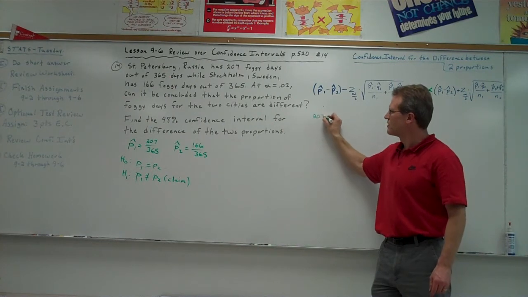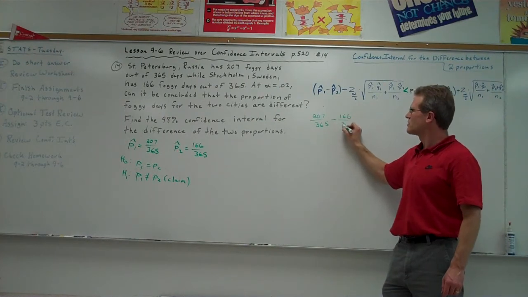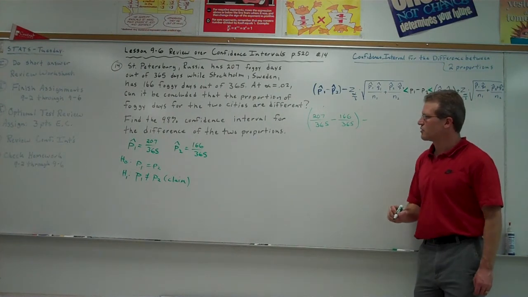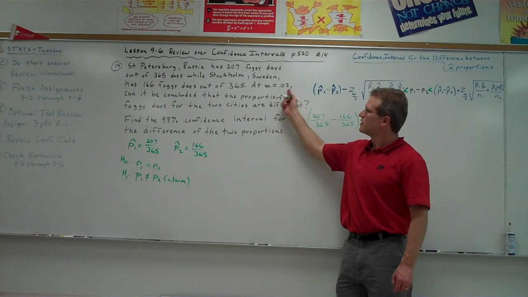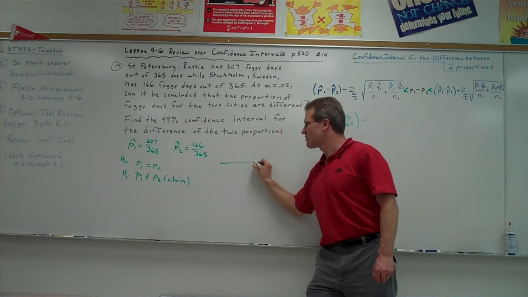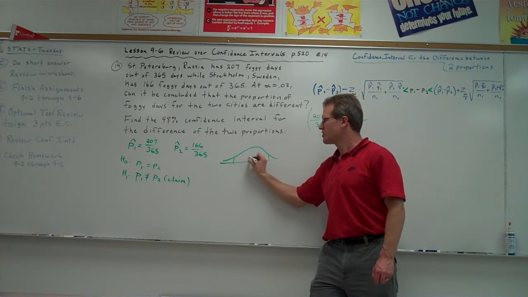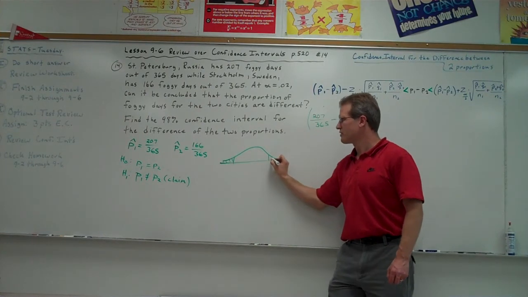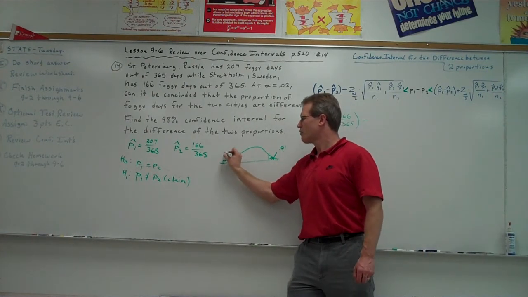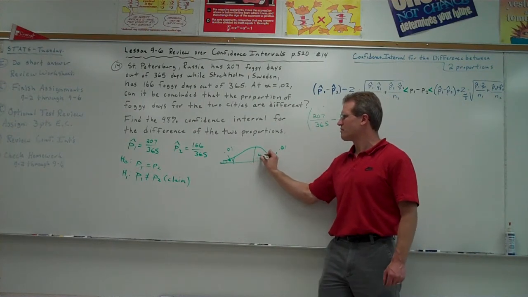So 207 over 365 minus 166 over 365 minus your z-score. So you're going to need to look up a z-score of alpha equal 0.02, which would be a 98% confidence interval. So what we're talking about here is 98% of the area is going to be in the middle here. 2% of the area will be out in the tails. So 2% divided by 2, that would be 1% here, and 1% here. So if you take 0.5 minus 0.01, you get 0.49.